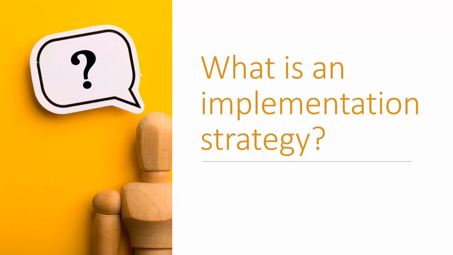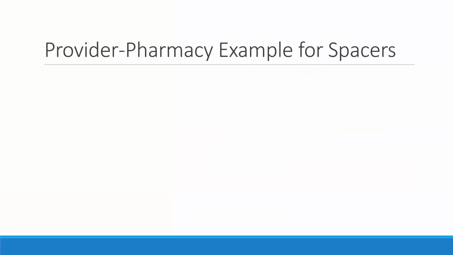And so the next thing we're going to talk about is an implementation strategy. An implementation strategy is really something that you do to try to help people use the intervention you made. So we have this spacer, but you can see there's all sorts of reasons why someone might not use it. And an implementation strategy is basically something we do to make sure people can use it more easily.